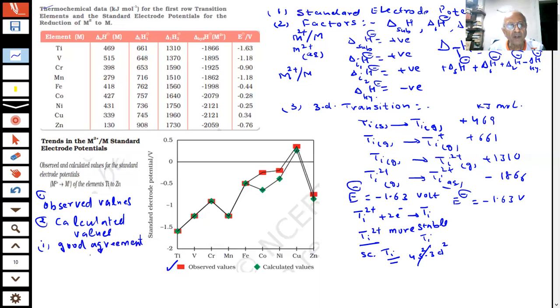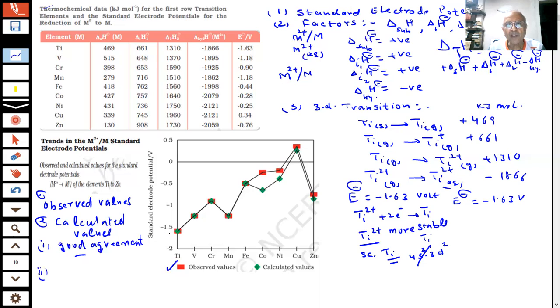There is a good agreement. So basically, what we are saying is how we calculate, they are in agreement with the experimental values. So we calculated by this method as we have shown, and these values, except one or two, are in good agreement.